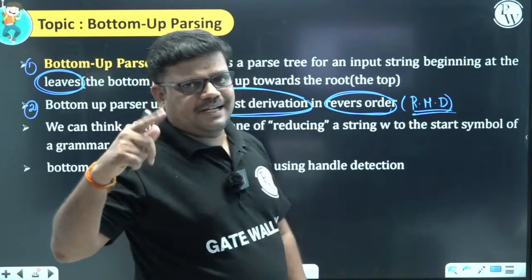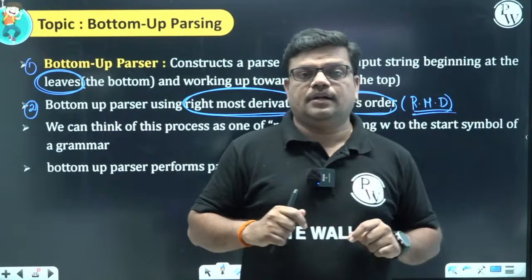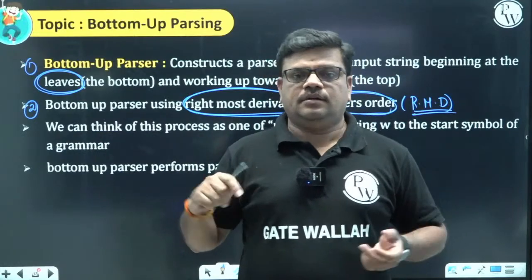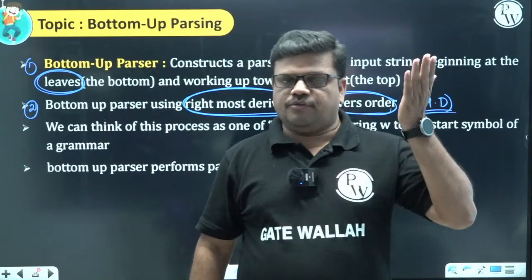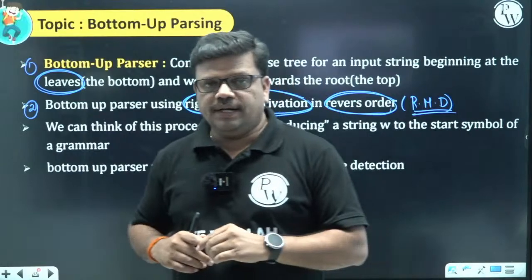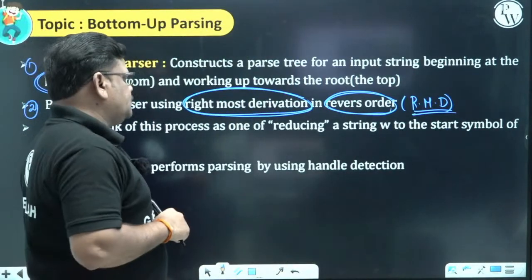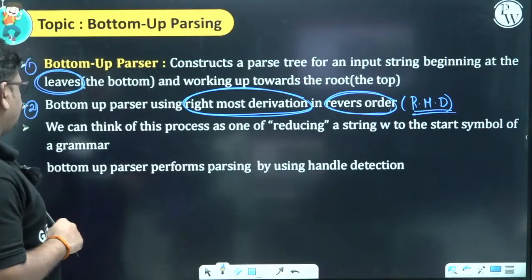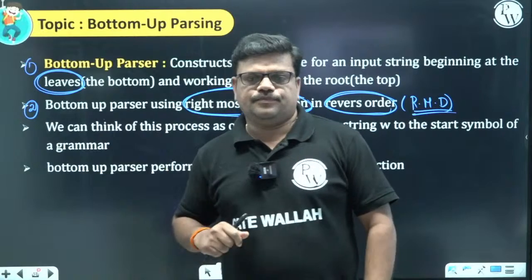So first, tree construction is different in both. Second, derivation is also different. Third one is power. Top-down parser is less powerful. Bottom-up parser is more powerful. These are the three major differences between top-down and bottom-up parsers. Anyhow, bottom-up parsers are more powerful. So we'll see the working style of a bottom-up parser, how a bottom-up parser performs parsing.